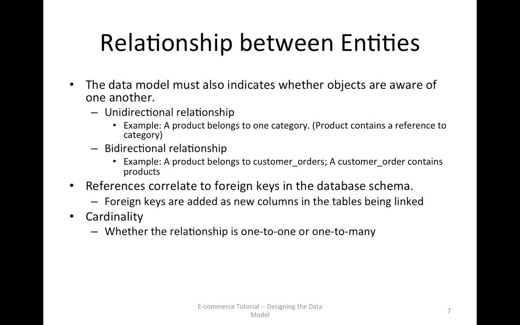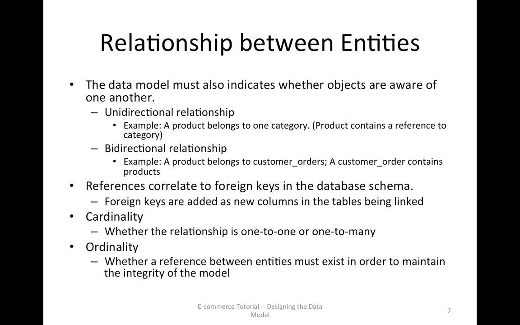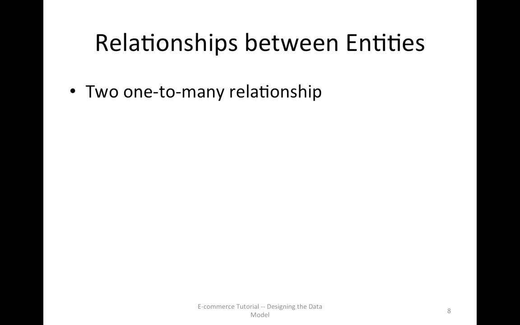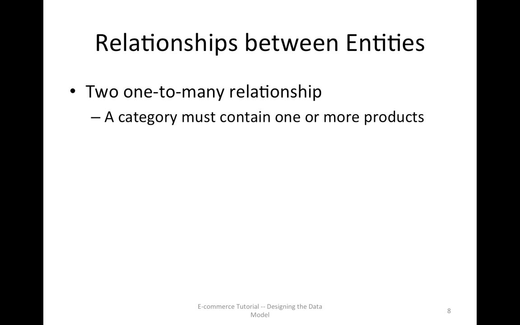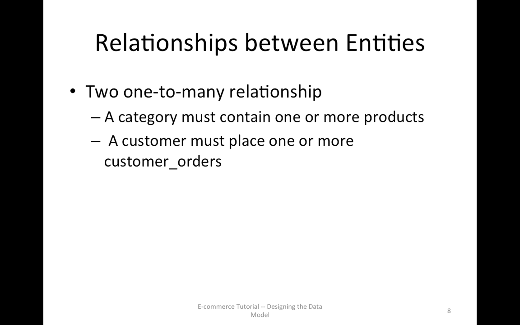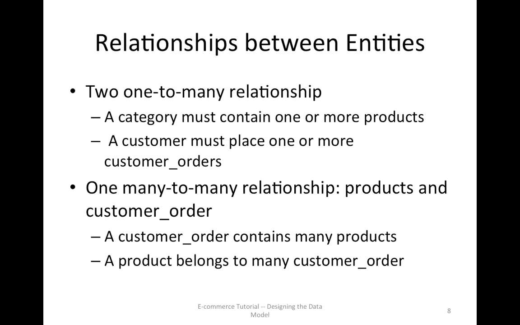In this relation, we also need to consider two other pieces of information. One is called cardinality, which indicates whether the relation is one-to-one or one-to-many. Another is ordinality, whether a reference between entities must exist in order to maintain the integrity of the model. In this affordable bin project, we need to be aware of two one-to-many relationships. First, a category must contain one or more products. Second, a customer must place one or more customer orders. Another thing is one many-to-many relationship, products and customer order. A customer order contains many products. A product belongs to many customer orders.